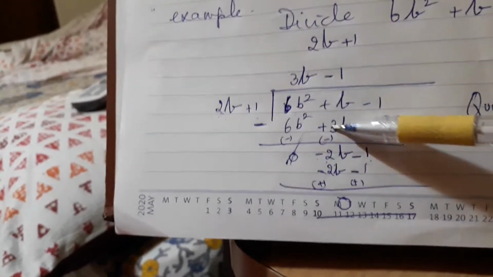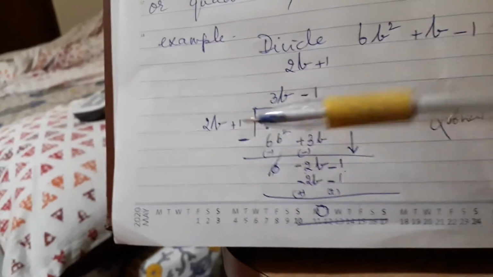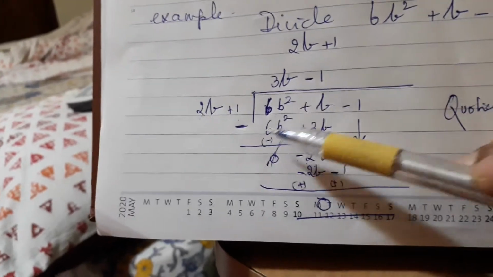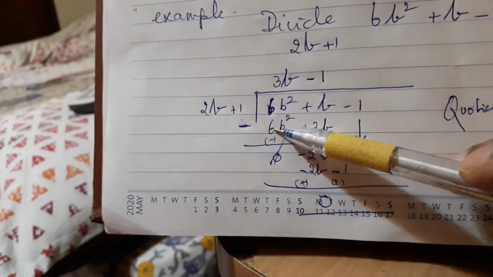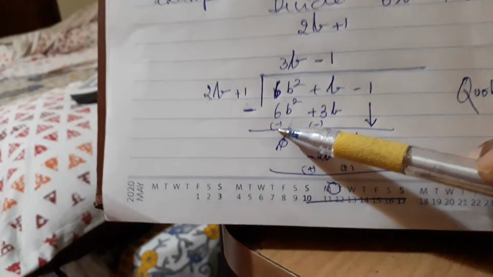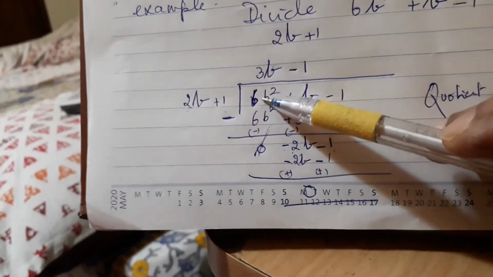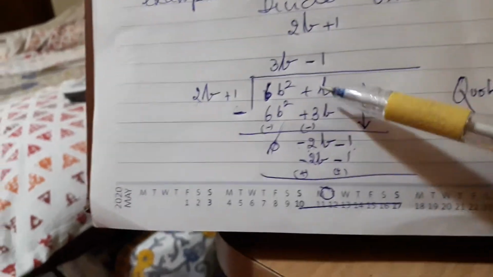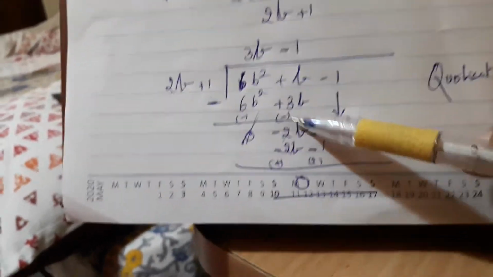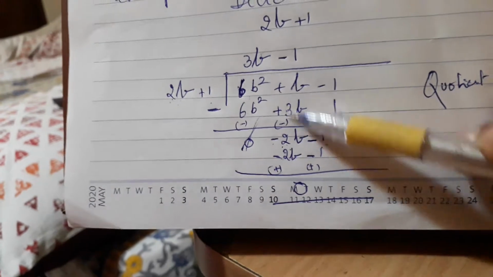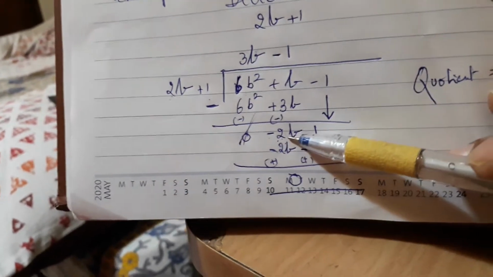Now I have to subtract just as we do in division of numbers. Alright. Now when I subtract, you know that when we subtract, we have to change the sign of the term and add. That's what we have done. So this becomes 0. 6b square minus 6b square, this becomes 0. And this is plus b. And this has become minus 3b. So we are left with minus 2b.